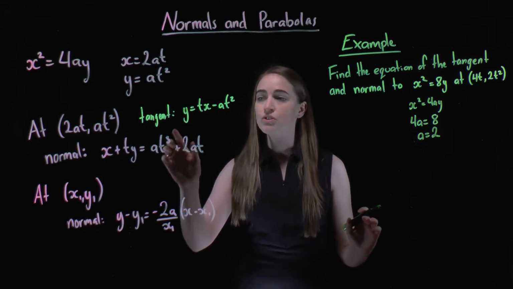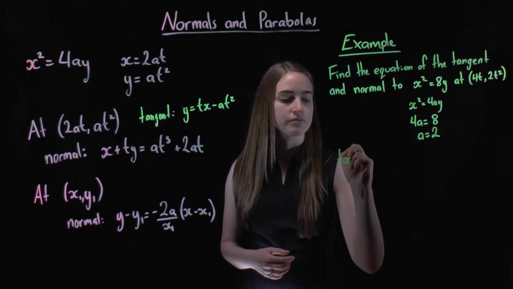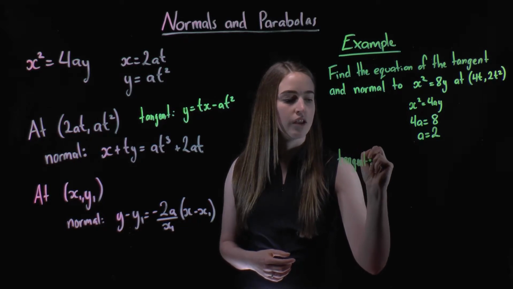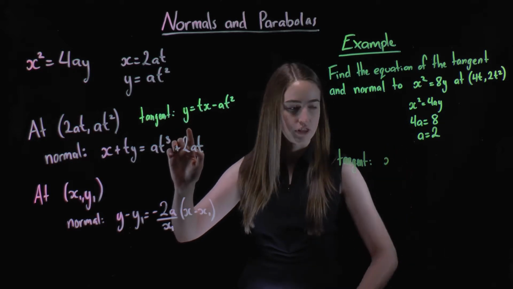So if a is 2, then we can substitute that into these equations. So for our tangent, we're going to have x, sorry, wrong one, looking at the wrong thing.